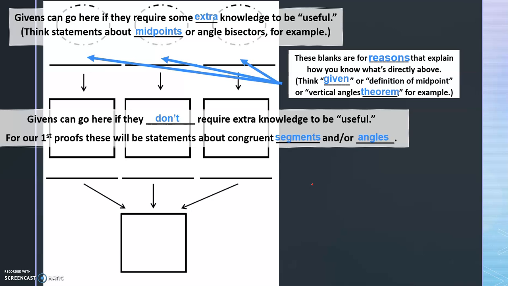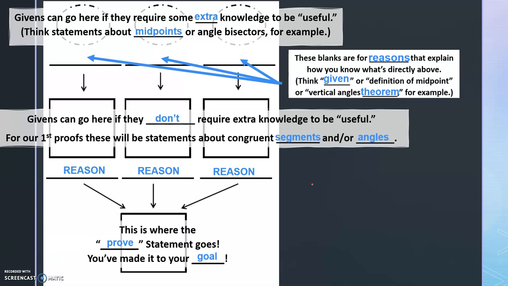Below here, the givens can go here if they don't have a vocabulary word. In our first proofs, these statements are going to be about congruent segments or angles. And then the reasons, again, go underneath. The final box, the final piece here, this is where the prove statement is always going to go for us right now, and it is our goal, and it means that we have met our goal and that we are done. And don't forget that there will be a reason underneath that as well.